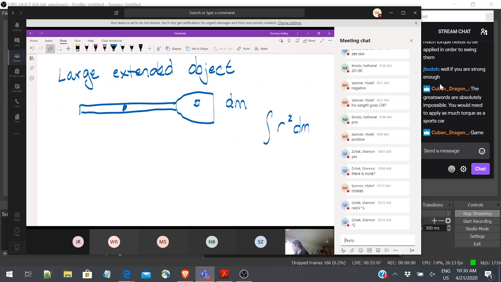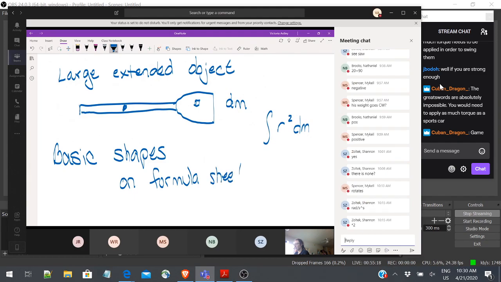So there are basic shapes that have pre-calculated moments of inertia.